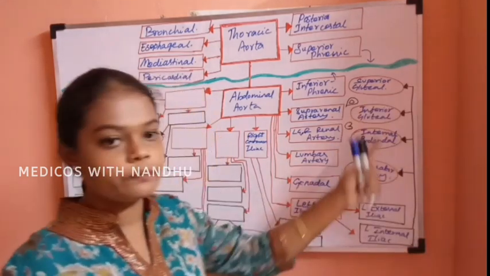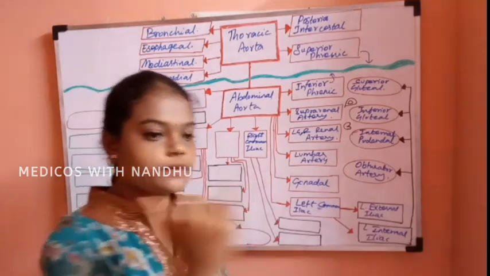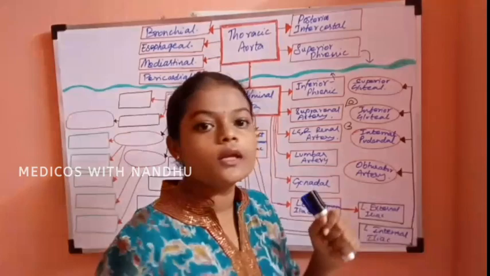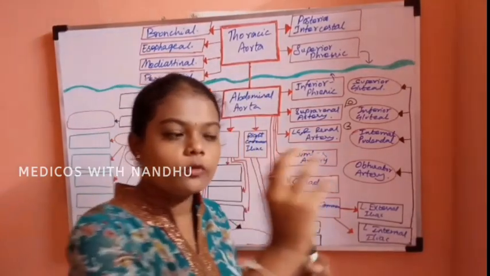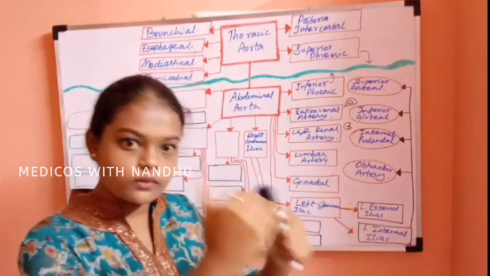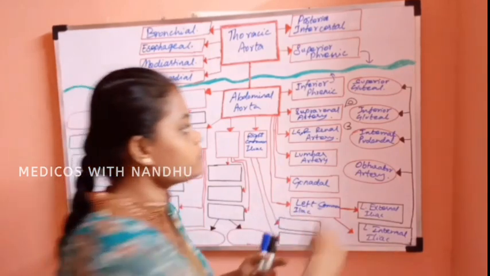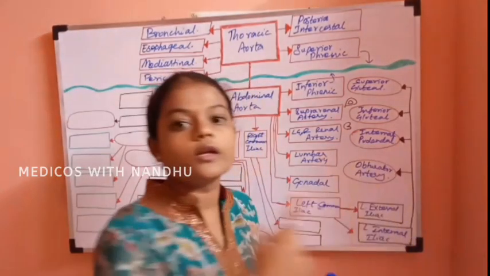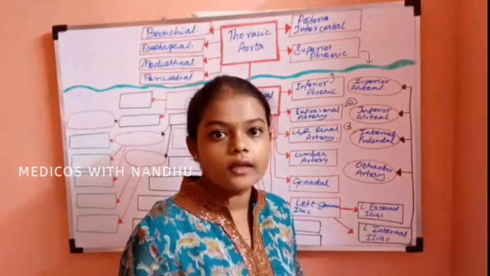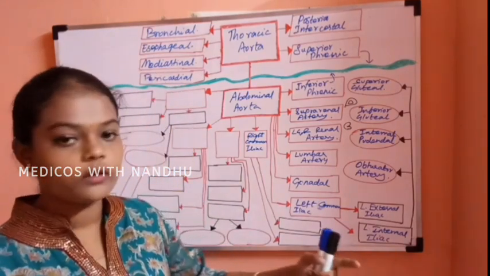It is going to supply the superior gluteal artery, which supplies the gluteus maximus, gluteus minimus and gluteus medius. The inferior gluteal artery supplies a small amount of gluteus maximus, minimus and medius. Next we have the piriformis arteries, and the internal pudendal artery, which supplies the external genitalia: the penis in males and the clitoris in females.